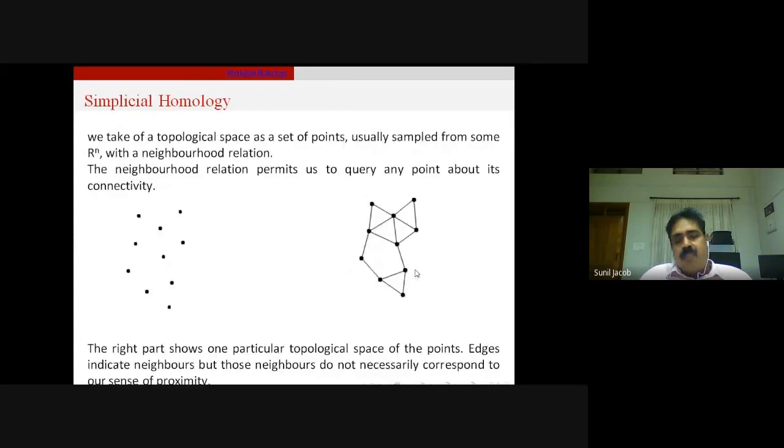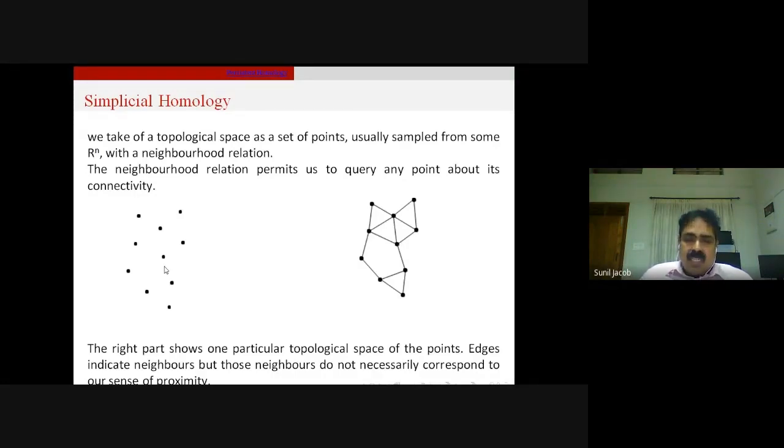Now, what we do is start with a set of points. On the left side of the screen, you can see a set of points. It may be coming from some arbitrary space, maybe Rn or whatever it is. A neighborhood relation permits us to query any point about its connectivity. What we precisely want to do is, given a set of points, a point cloud, first construct a topological space out of that. How to impose a topology on these points? How to construct a topological space out of that?